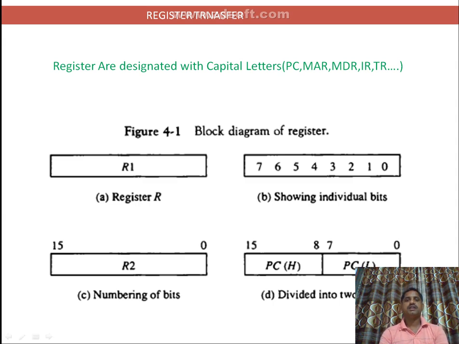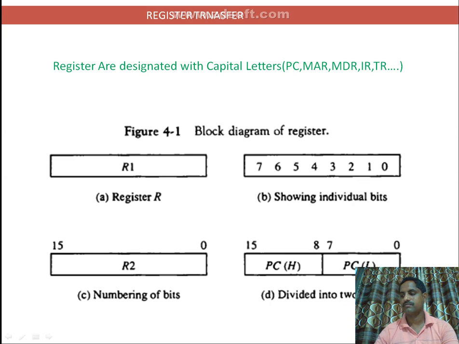See, the registers are designated with capital letters, that is PC, program counter, MAR, memory address register, memory register, IR and TR. So what is the block diagram of a register? That is R1, showing the individual bits 0, 1, 2, 3, 4, 5, 6, 7, and the number of bits 0 to 15 is R2, divided in two parts, program counter L and H.